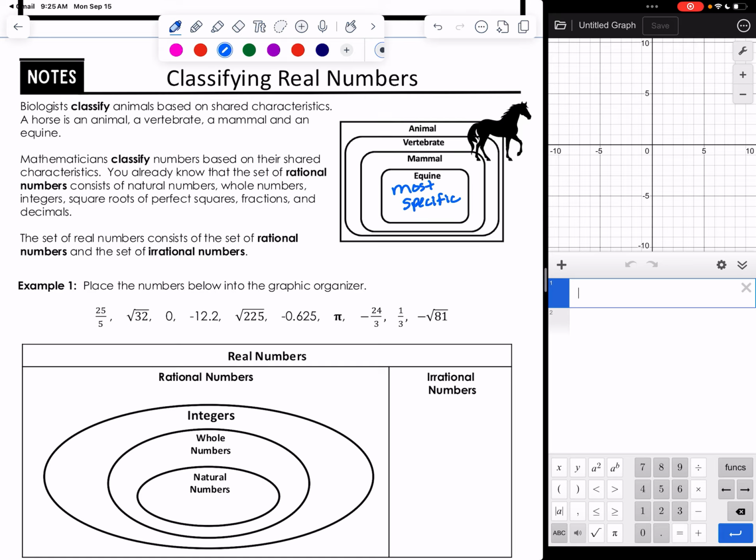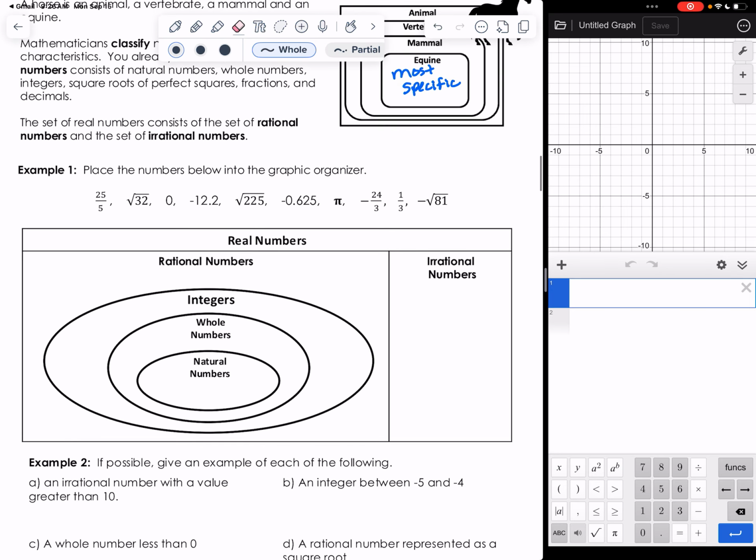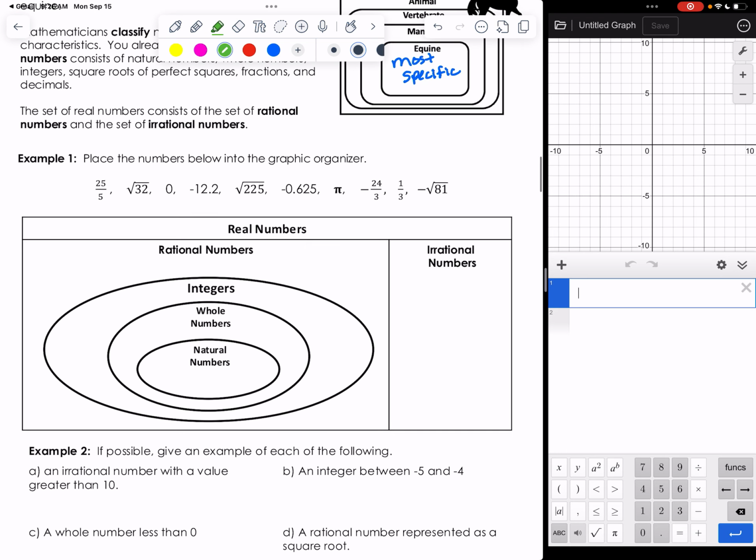Okay, now mathematicians classify numbers based on their shared characteristics. You already know that the set of rational numbers consists of natural numbers, whole numbers, integers, square roots of perfect squares, fractions, and decimals. So the set of real numbers consists of the set of rational numbers and the set of irrational numbers. So let me just highlight this here. This large box here is the set of real numbers, and all real numbers are composed of either rational numbers or irrational numbers. Now, these are separate because an irrational number can never be rational.